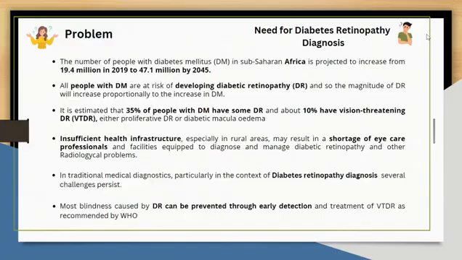The prevalence of diabetes mellitus in sub-Saharan Africa is anticipated to escalate from 19.4 million in 2019 to 47.1 million by 2045. This surge carries a significant risk of diabetic retinopathy, affecting 35% of individuals with diabetes mellitus and 10% with vision-threatening diabetic retinopathy. Traditional medical diagnostics for diabetic retinopathy face challenges, notably due to insufficient health infrastructure, especially in rural areas. The prevention of avoidable blindness, as emphasized by the World Health Organization, hinges on early detection and treatment of vision-threatening diabetic retinopathy. Addressing these challenges is pivotal for ensuring equitable access to comprehensive eye care and fostering a healthier future.